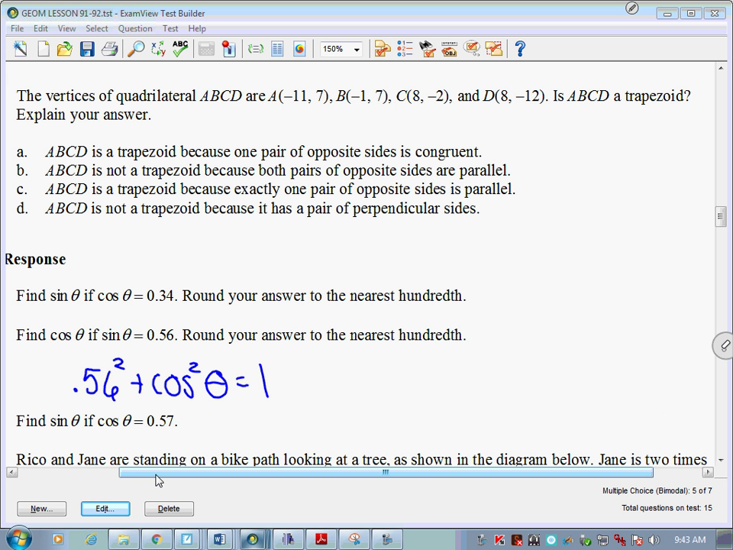Okay, what's 0.56 squared? 0.31. So 0.31 is what you're saying there, right? Okay. So 0.31 plus cosine squared theta equals 1. What am I going to do? Subtract. Okay. So cosine squared theta, what's 1 minus 0.31?